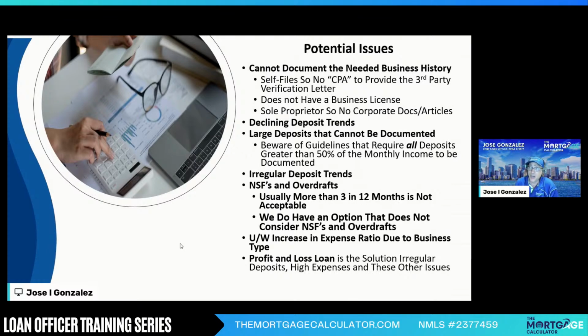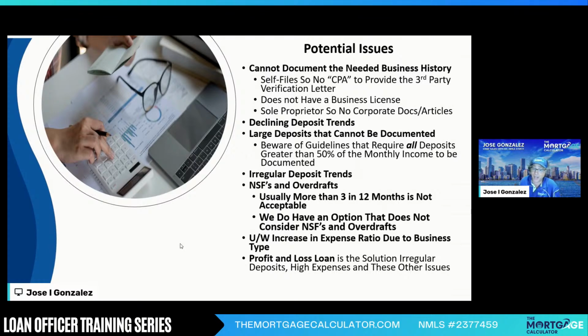Another potential issue, large deposits that cannot be documented. Typically, it could be large deposits for assets, but here we're talking about large deposits for income. A large deposit, by most guidelines, if not all guidelines, is a deposit that is 50% or greater than the monthly income. So if we calculated our income and it was $20,000 a month average over the last 12 months, then any deposit over $10,000 is going to have to be documented.